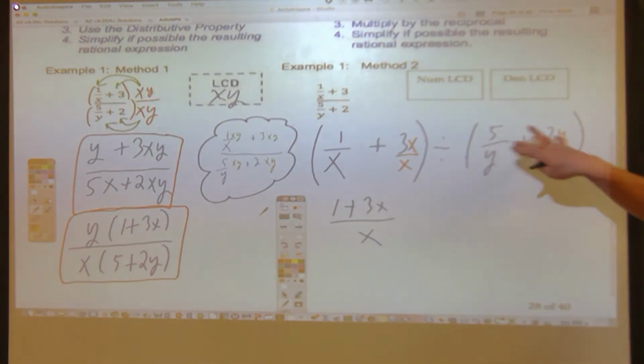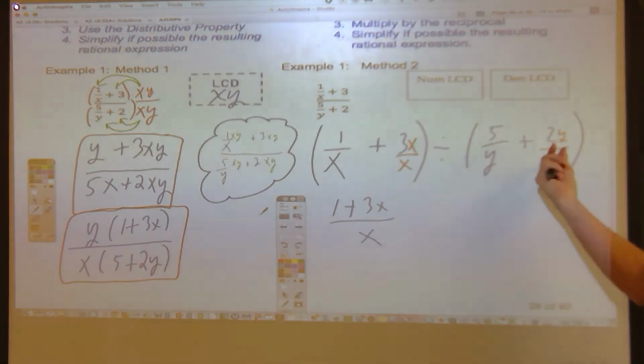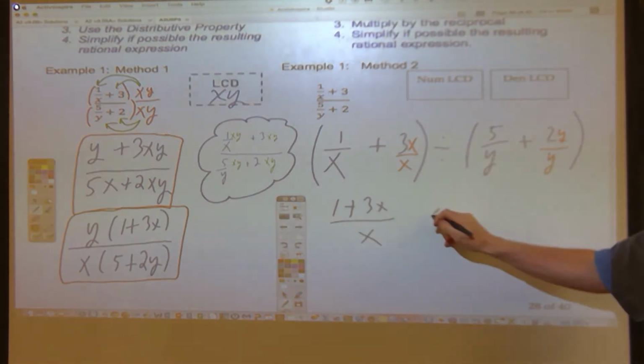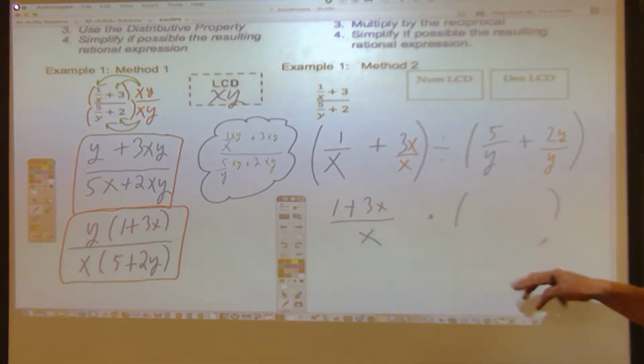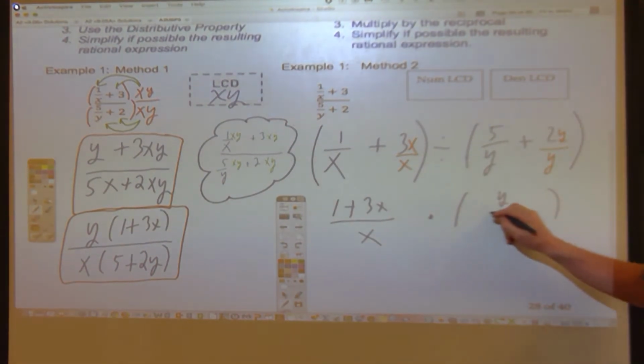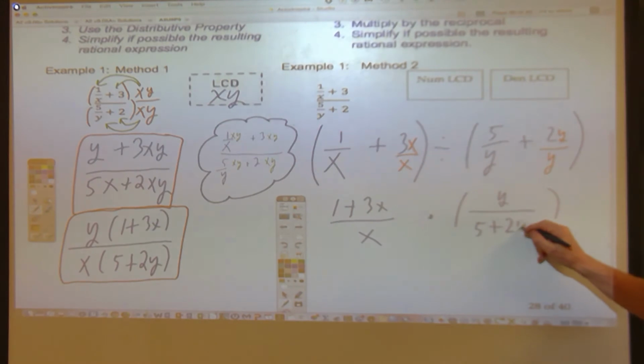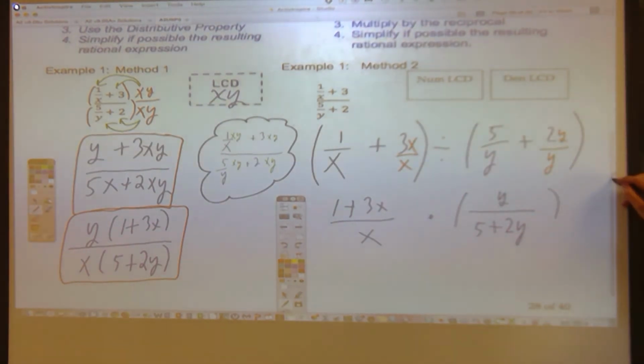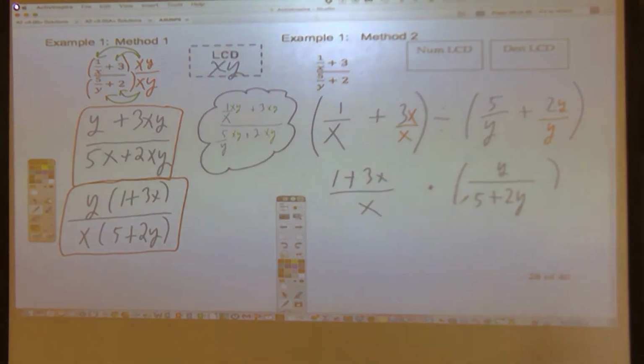I'm going to do 2 things at once. Not only am I going to add these together, but I'm also going to change division to multiplication. So instead of 5 plus 2y all over y, it's going to be y over 5 plus 2y. So I added and flipped all in one step. Hopefully you're okay with that.